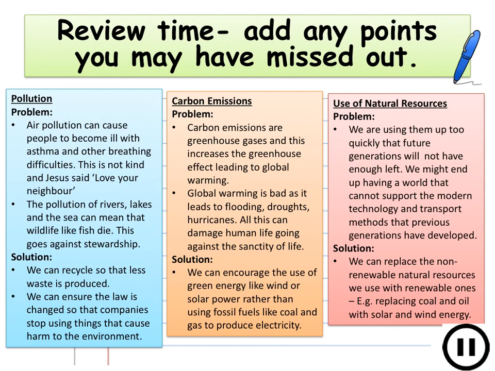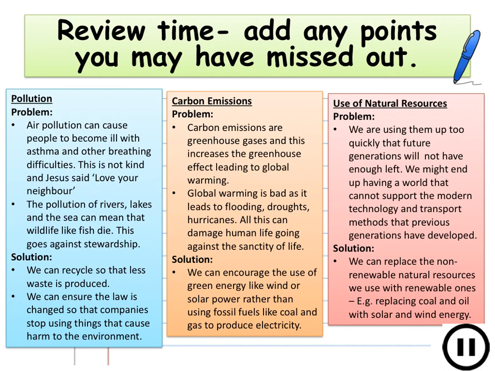The second thing that I asked you to look at was carbon emissions. Now, the problems caused by carbon emissions could be that they're greenhouse gases, and this increases the greenhouse effect leading to global warming. If there are more greenhouse gases in the environment, the Earth is better insulated, and more of the heat from the sun stays on the planet. Global warming is bad as it leads to flooding, droughts, and hurricanes. All of this can damage human life, going against the sanctity of life. It can also, of course, damage animal life, which goes against stewardship.